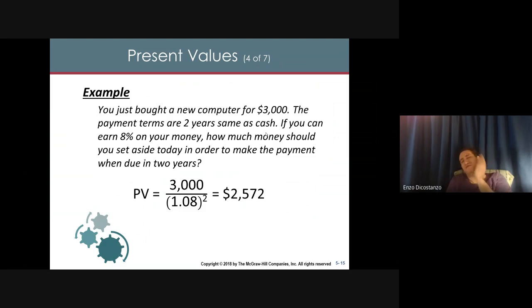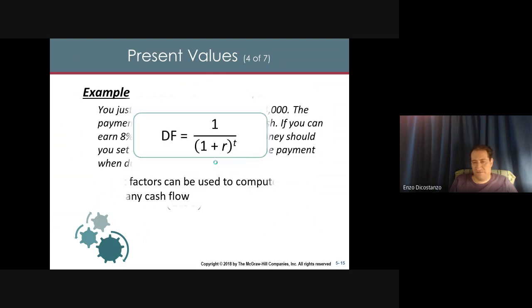So what this problem is basically saying is you have a $3,000 bill due in 2 years. If you can earn 8% today, what should you set aside to have that $3,000? If you put aside $2,572 today, it earns 8% in a year, and then it earns 8% again in the second year, it'll grow to $3,000. That's what that means. Okay, and we'll go through the math in Excel.